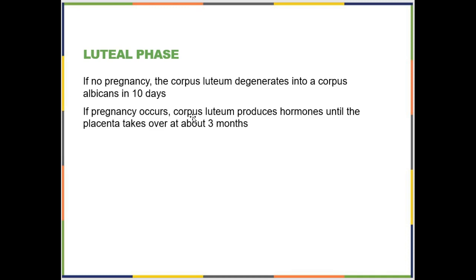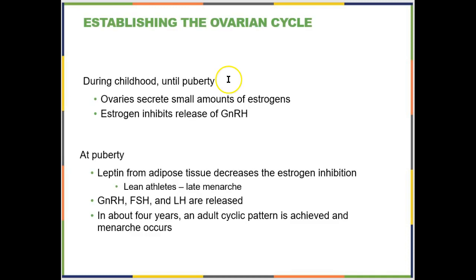Then, towards the end of the luteal phase, the corpus luteum degenerates into what is called a corpus albicans, if no pregnancy occurs. If pregnancy occurs, then the corpus luteum is going to be maintained for up to 3 months and continue cranking out progesterone. And later on, you'll see why that's important.